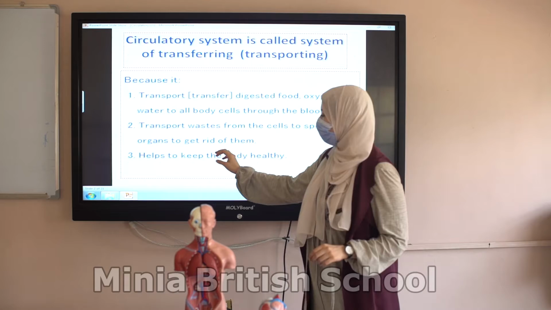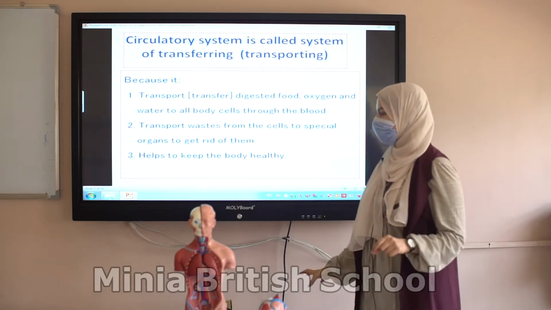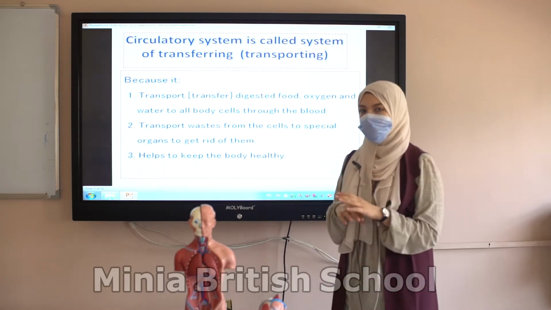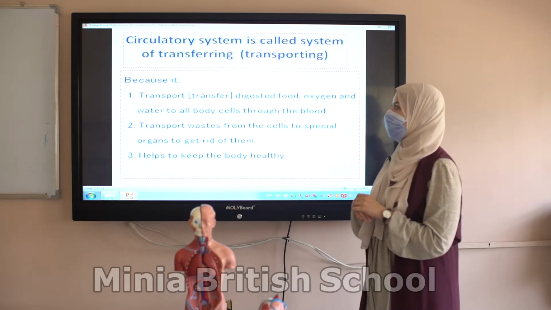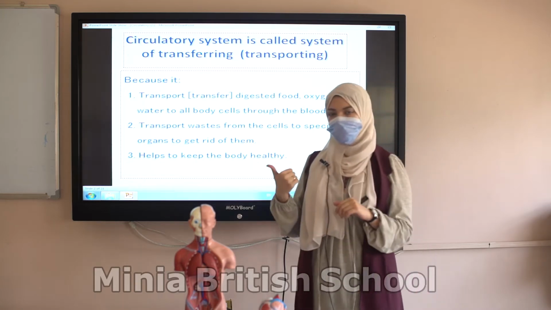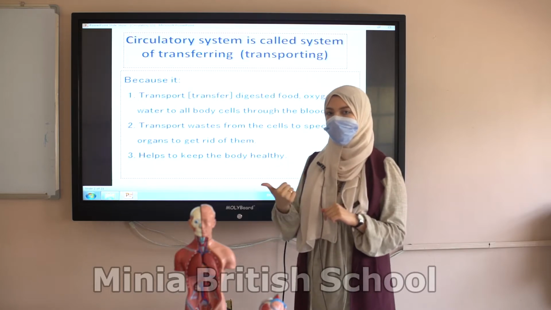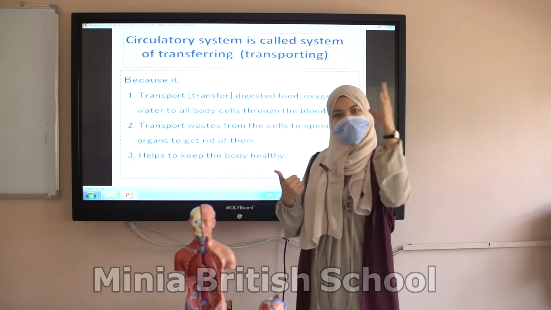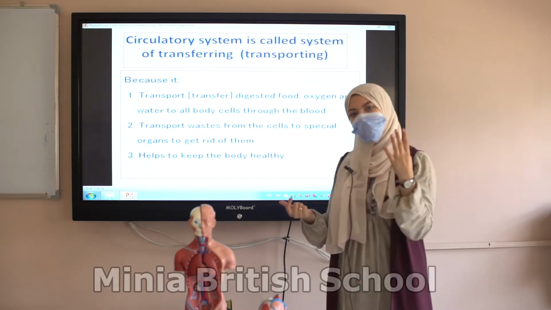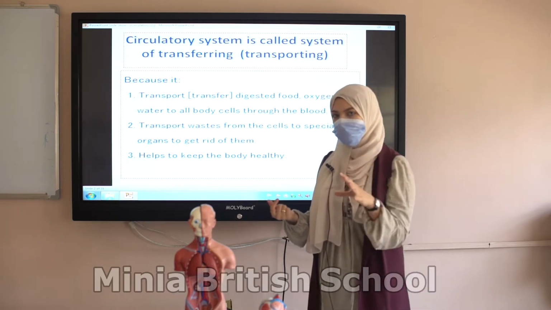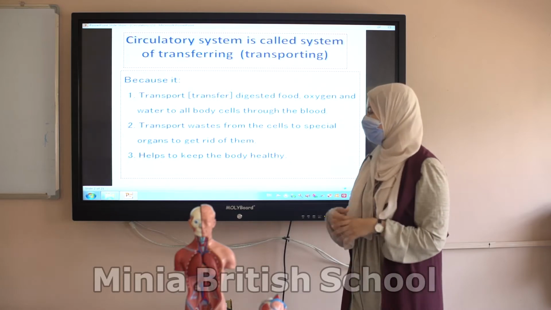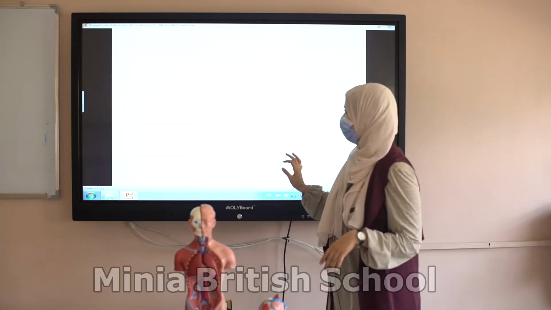Third, it helps to keep the body healthy, helps you to attack any microbes or germs around you. So there is an important function of the circulatory system. First, transport the digested food and oxygen to all the body cells, and transport the wastes from cells to special organs to get rid of them, and help to keep the body healthy.